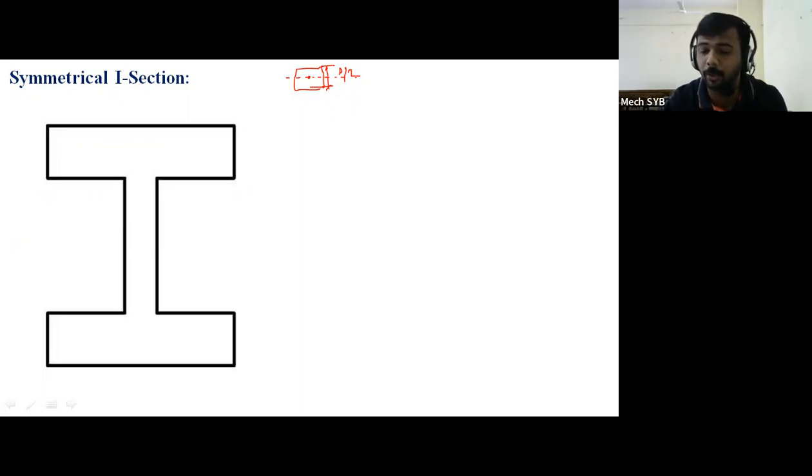What is the figure in front of you? The heading is symmetrical I section, and you have to draw the figure. Yesterday you drew all the figures for the commonly used sections like rectangle, square and circular section. This is the new section, the symmetrical I section. So you have to draw the figure. Why is it called a symmetrical I section? Can anybody tell me the reason behind that?